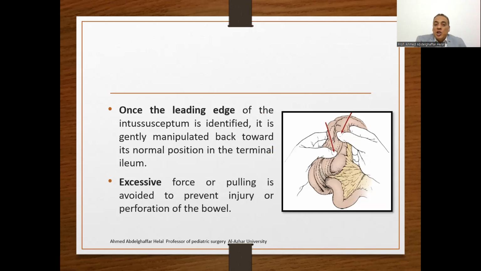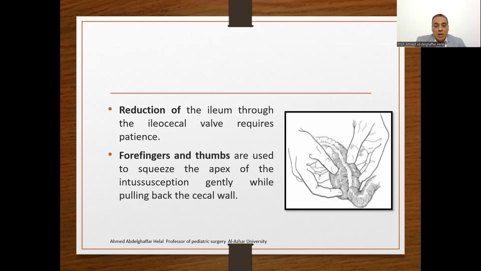Once the leading edge of the intussusceptum is identified, like this by the arrow, it's gently manipulated back toward the normal position. Excessive force or pulling is avoided to prevent injury or perforation of the bowel. Just pushing, gentle pushing. Reduction of the ileum through the ileocecal valve requires patience.